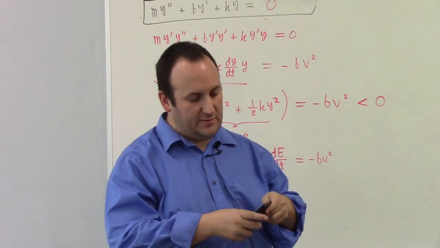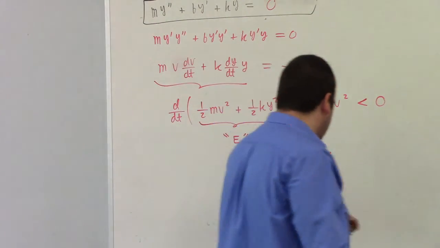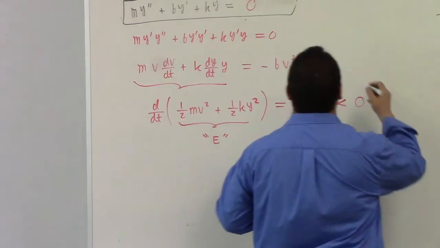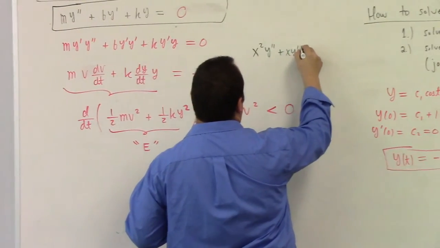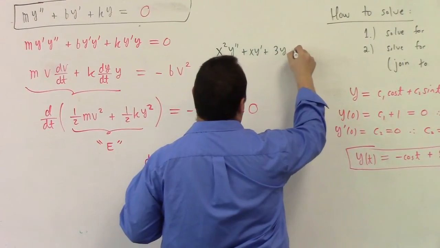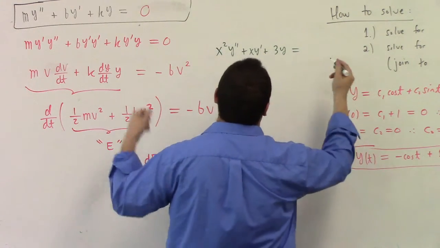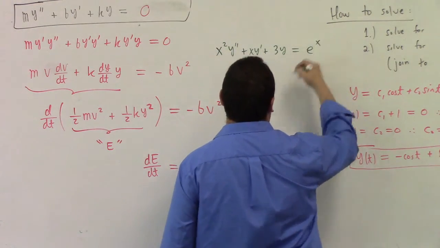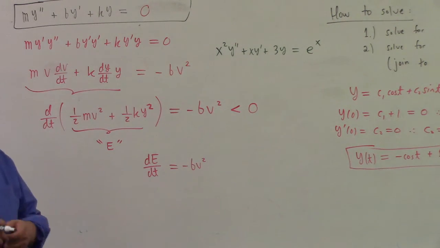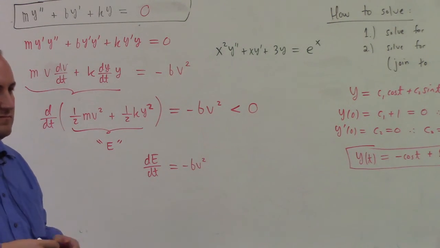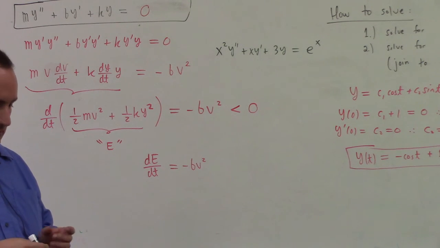The other thing I was going to do for you guys was I wanted to work out something like x squared y'' plus xy' plus 3y equals, I don't know, something e to the x or something like that, and see if I could solve it with variation of parameters. But I don't know, maybe we'll do it next time.